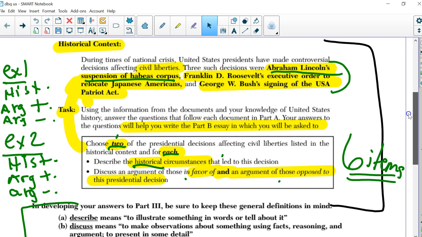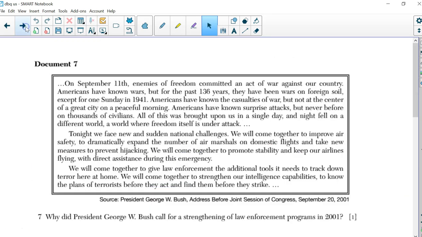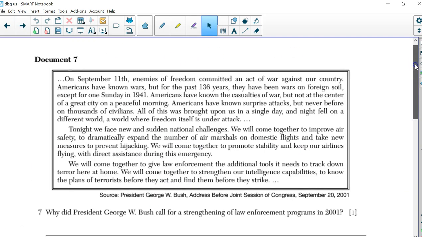you're going to choose 2 of the presidential decisions affecting civil liberties listed in the historical context. And for each one of those 2, you are going to describe the historical circumstances that led to the decision. And you're going to discuss an argument in favor of and an argument of those opposed to the presidential decision. Okay? All right, so let's go to 7, I believe. Yep, 7 starts George W. Bush.